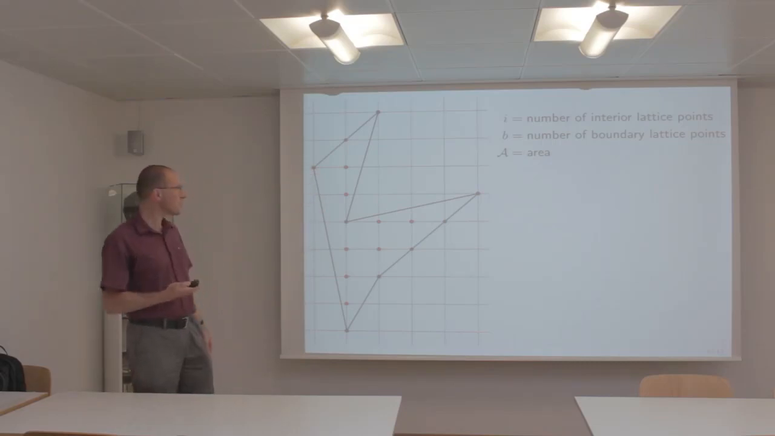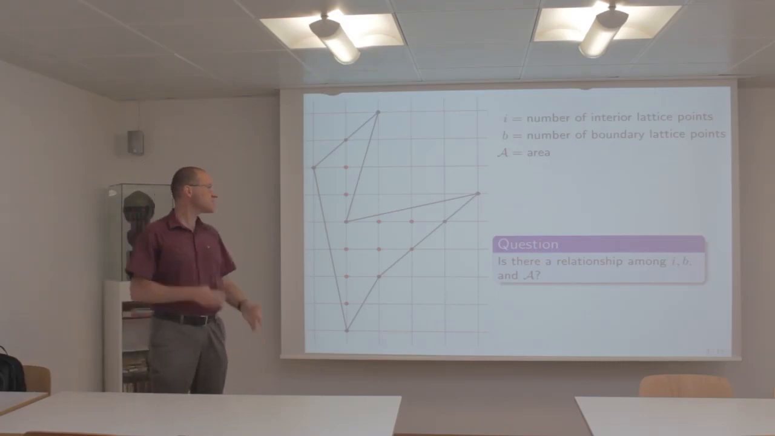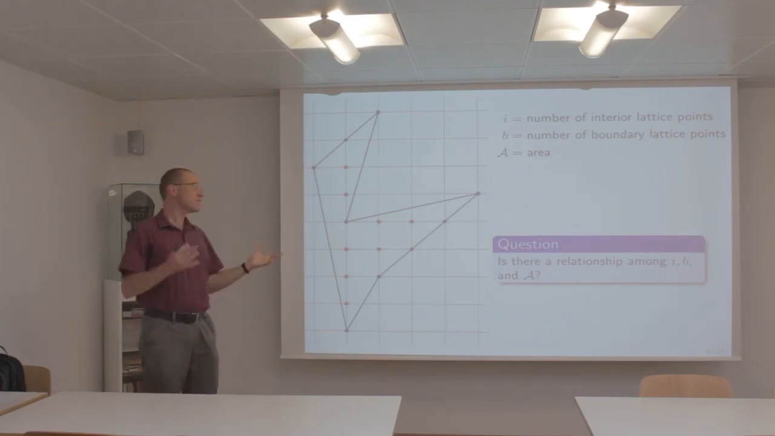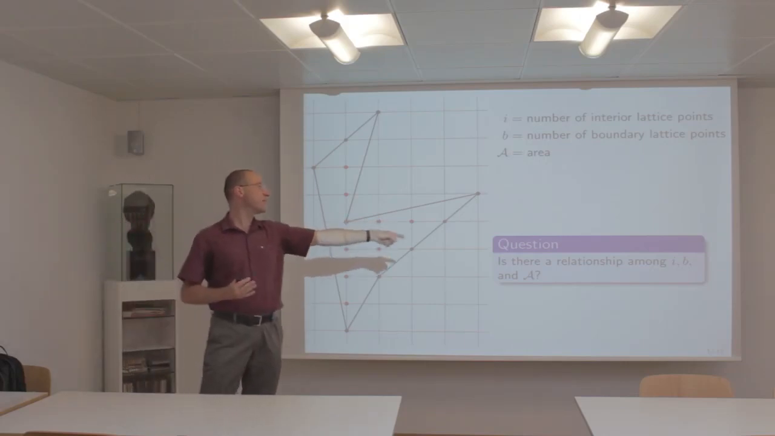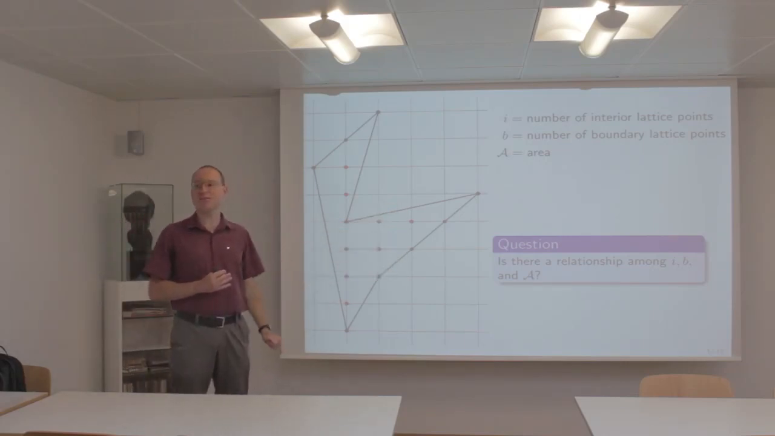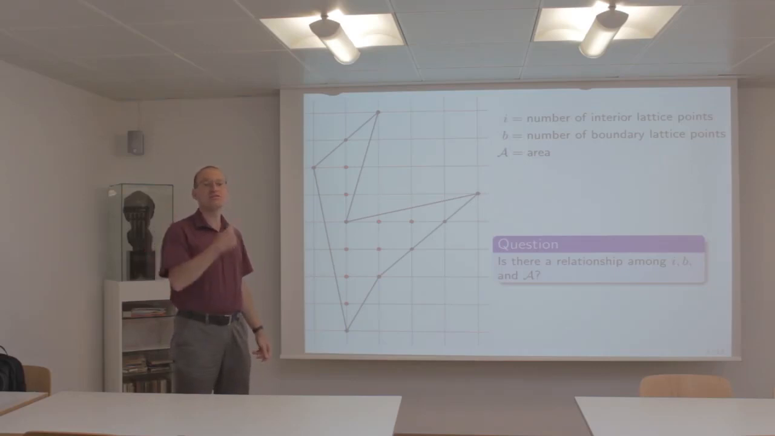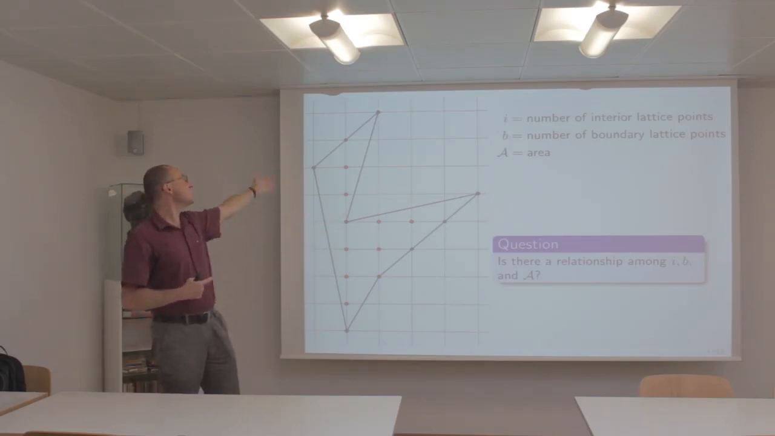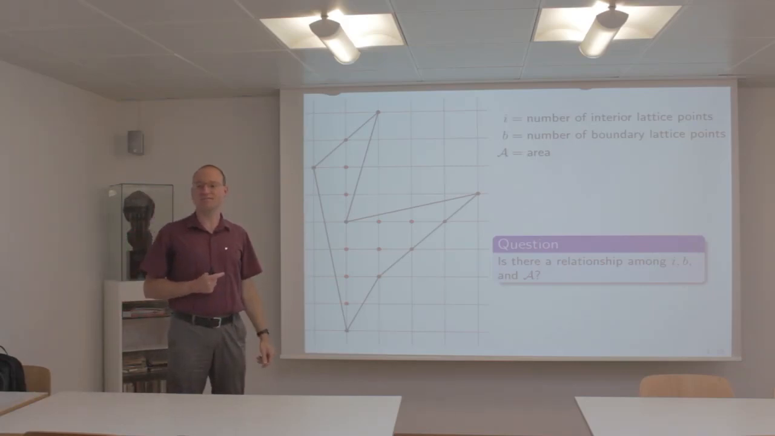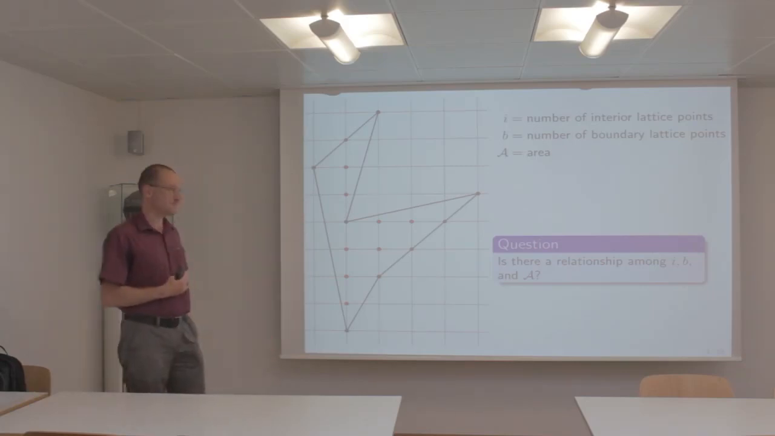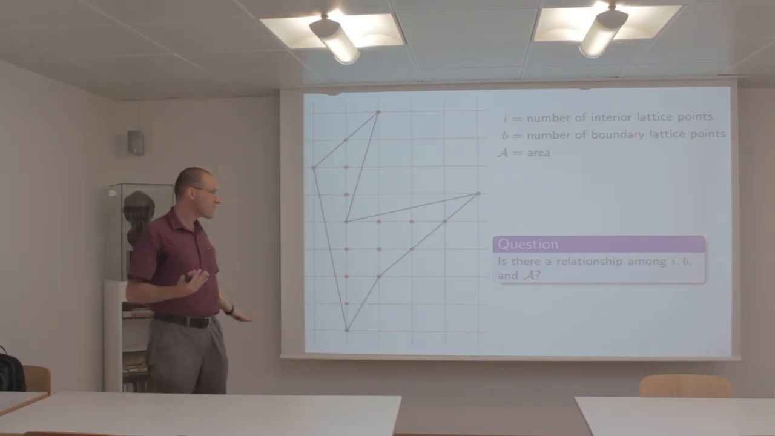And we ask the following question. Is there a relationship among interior lattice points, boundary lattice points, and the area? Is there a formula that expresses the area in terms of the number of interior and boundary lattice points? If yes, that would be truly remarkable, if you can calculate the area just by looking at interior and boundary lattice points. Okay, and we'll get to the bottom of this question.